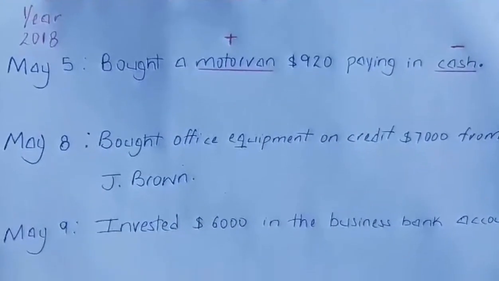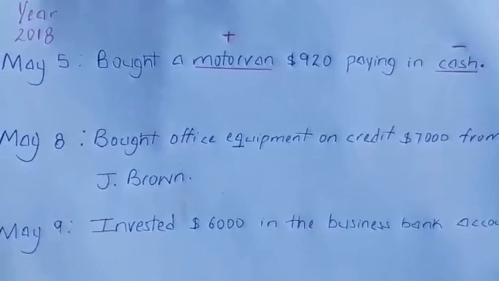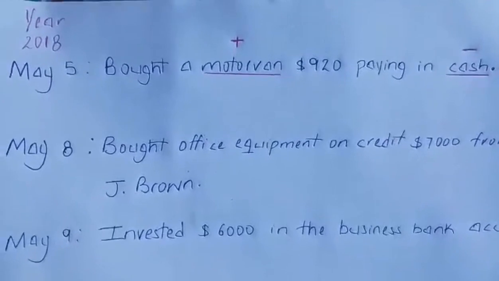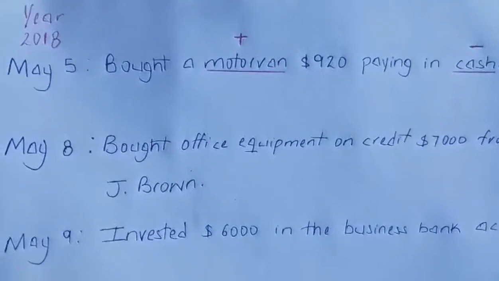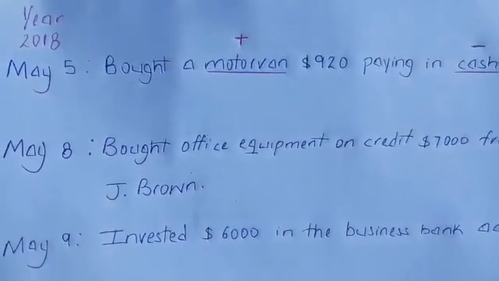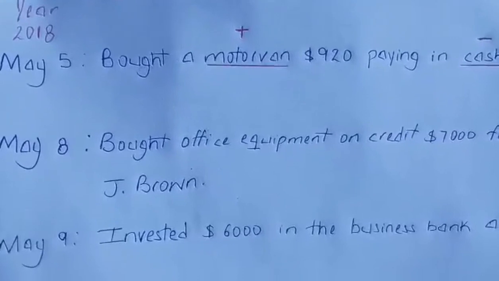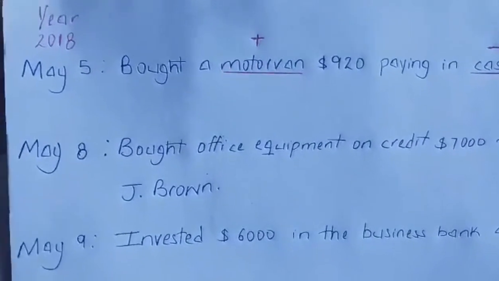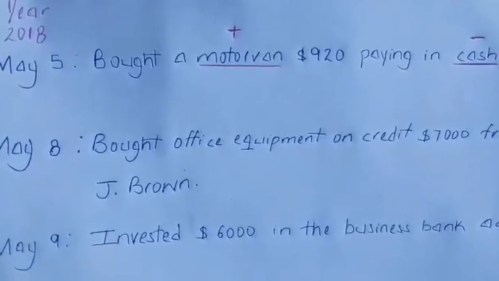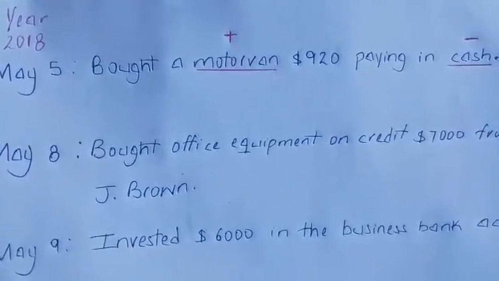The next thing I now need to do is to say how these items will be treated. But in order for me to do that, I now need to know what motor van is to the business and what cash is to the business. So how would we classify motor van? As an asset, or as a liability, or as capital? Motor van would be classified as an asset.